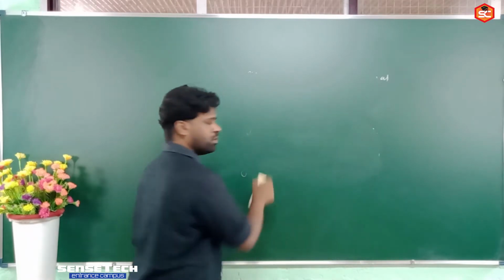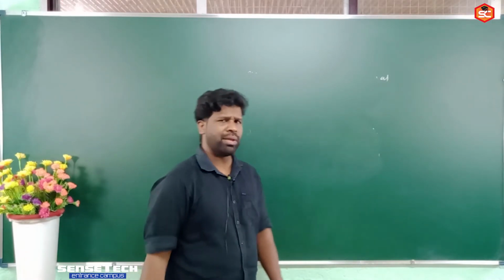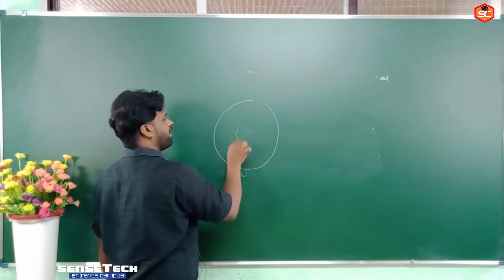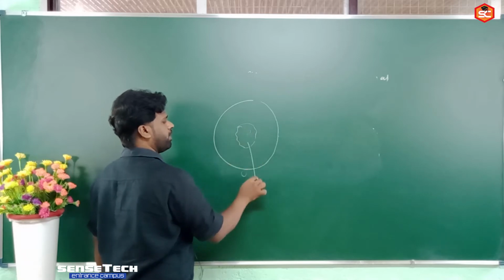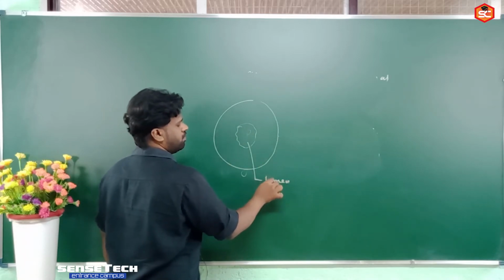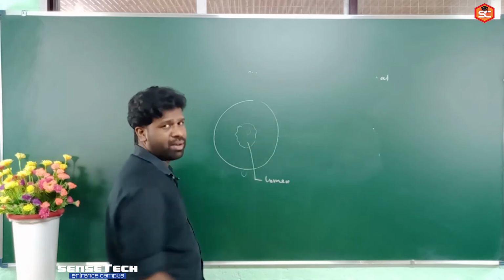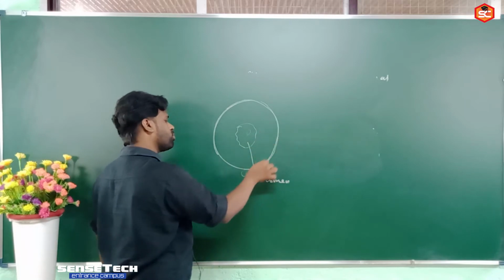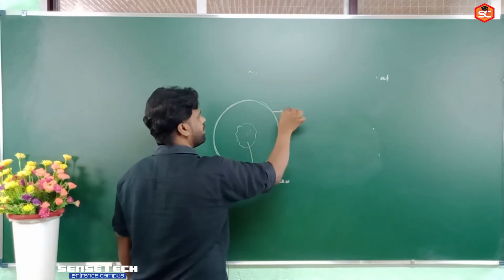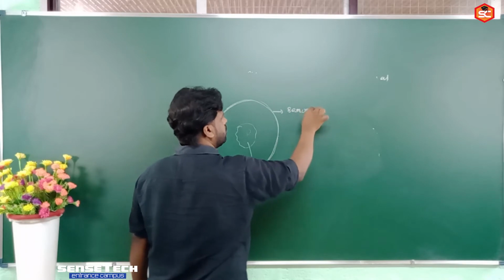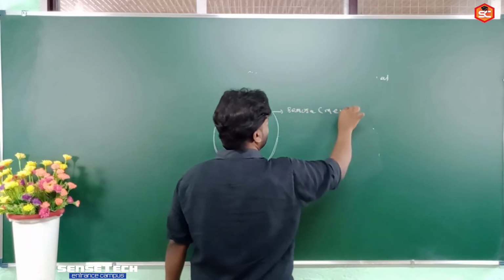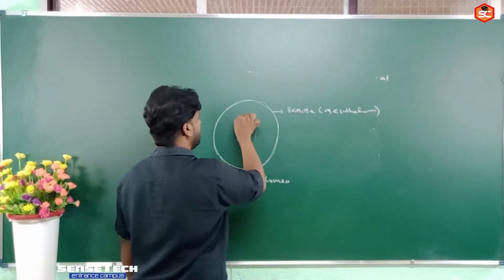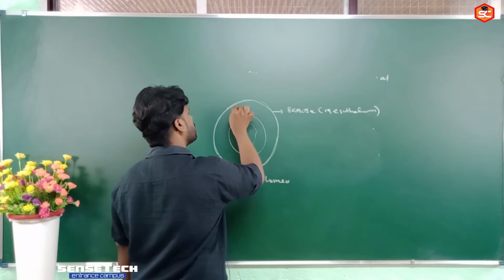Histology means study of tissues. So histology of the alimentary canal means when we take a cross section of our alimentary canal, this is the lumen, and this is the wall of the alimentary canal. The outermost layer is called serosa, formed of mesothelium. Second layer is called the muscularis layer.